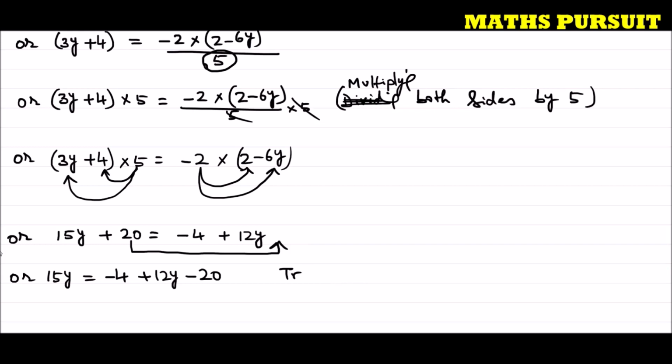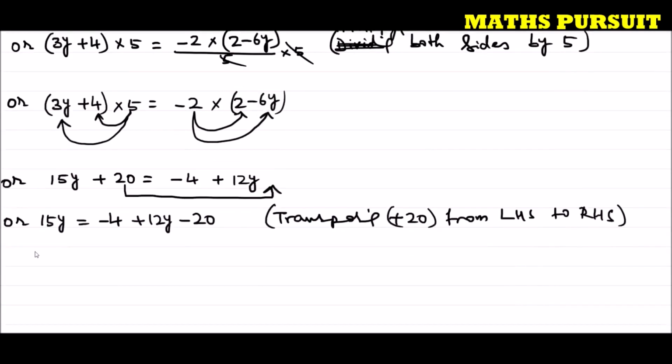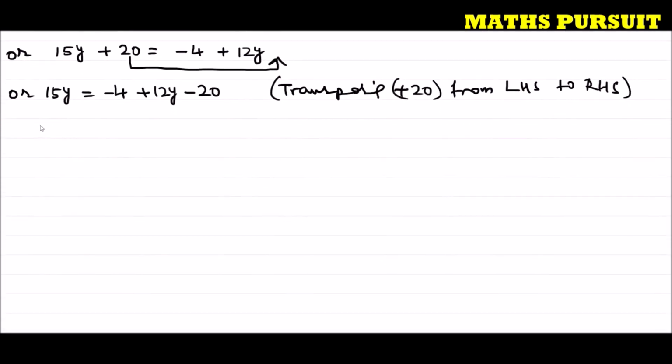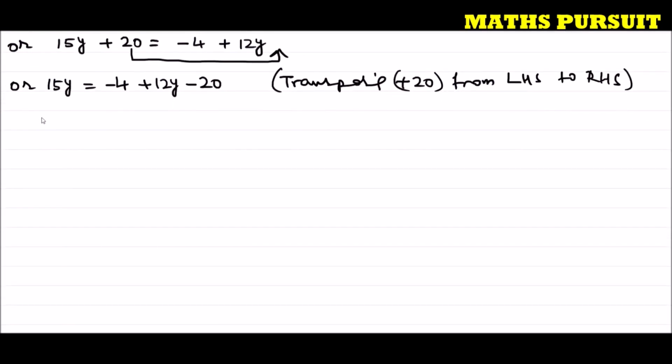What am I doing here? I am transposing plus 20 from left hand side to right hand side. And guys, we very well know that if we move something from one side to the other, its sign changes. If it is negative, it becomes positive. If it is positive, it becomes negative. So for that reason, plus 20, when it moved to the right side of the equation, it became minus 20.